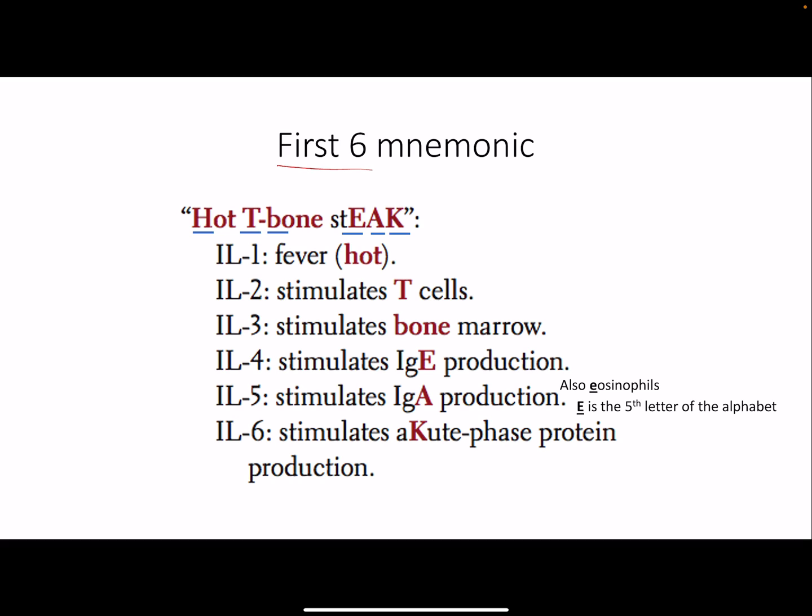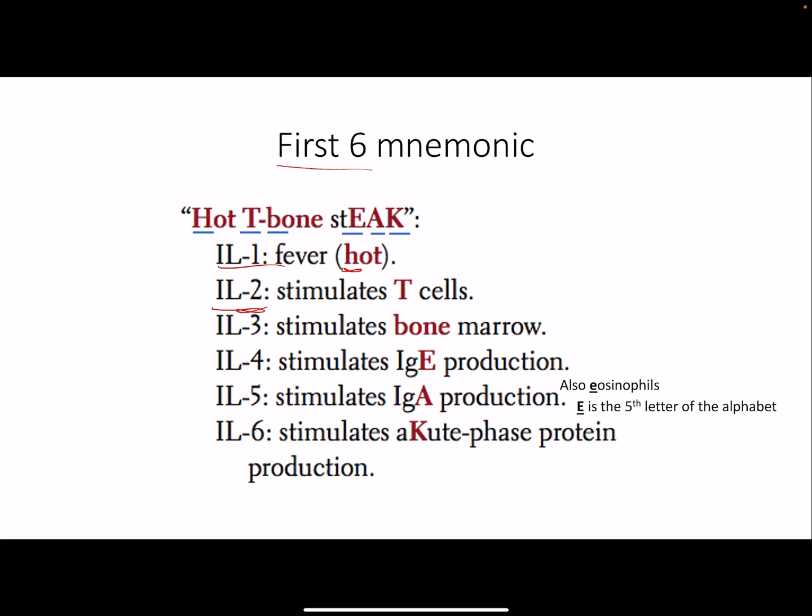I don't love this mnemonic. I tried to come up with a better one, couldn't, so we're going to deal with this one. So H is hot. IL-1 is a pyrogen, it induces fever. But this is actually not giving it its full credit. IL-1 is going to be kind of like TNF. It's the initiator of the inflammatory response. So yes, it increases the temperature, but it also causes vasodilation, leaky permeable capillaries, and recruitment of other cells. So IL-1 does a little bit more.